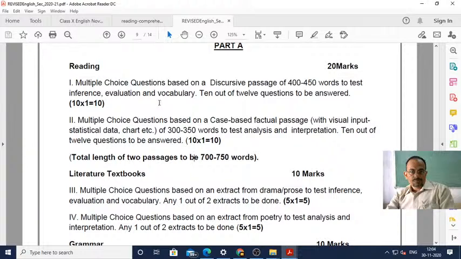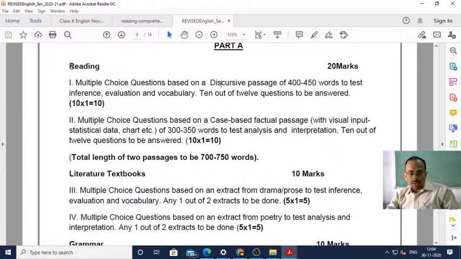Now we shall discuss multiple choice questions from the literature textbook. As I told you, in part 1 all the multiple choice questions and objective type questions, that is 1 mark questions, will be given in part 1 only, and in part 2, that is part B, all the subjective type questions will be given, starting from 2 marks up to 5 marks.